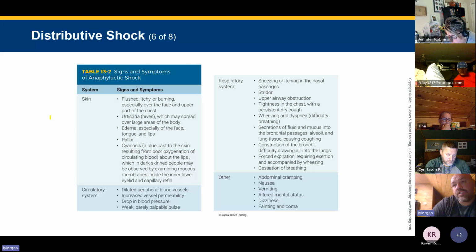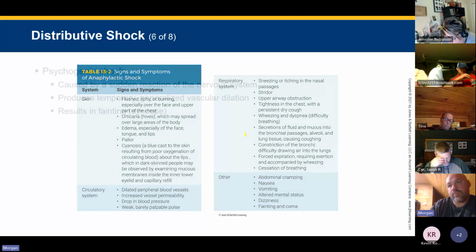This chart just gives some of the symptoms for anaphylaxis: flushed, itchy, burning eyes, urticaria, edema. That's one of the things too, their lips and mouth will start swelling up because of the third spacing. Fluid just starts seeping out of the vessels. Dilated peripheral vessel. Sneezing, itching. So this is all kind of like both anaphylaxis and regular allergies, but you just think of allergies in an extreme condition.